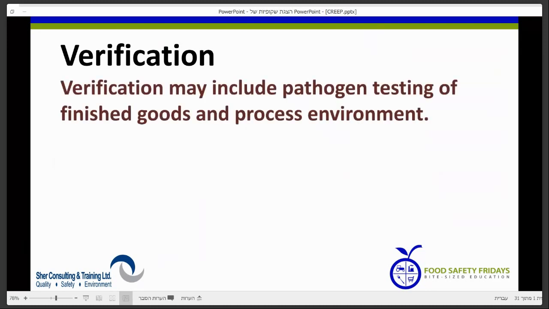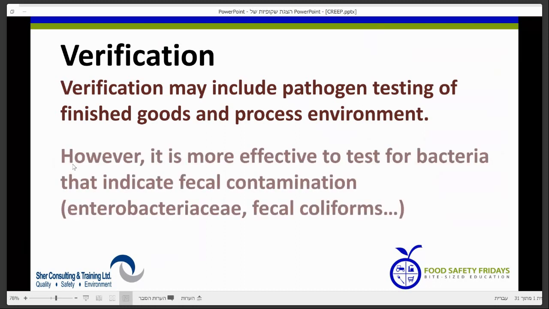Now, it may include pathogen testing of finished goods and process environment. And many organizations will do that. They will test products and environment, take swabs, looking for pathogens. However, it is more effective to test for bacteria that indicate fecal contamination than looking for the pathogens themselves. If you have a fecal contamination and you find enterobacteria, say, or fecal coliforms, but you don't find Listeria and Salmonella, they're probably there. Finding Listeria or Salmonella in environmental testing and product testing is like looking for a needle in a haystack.